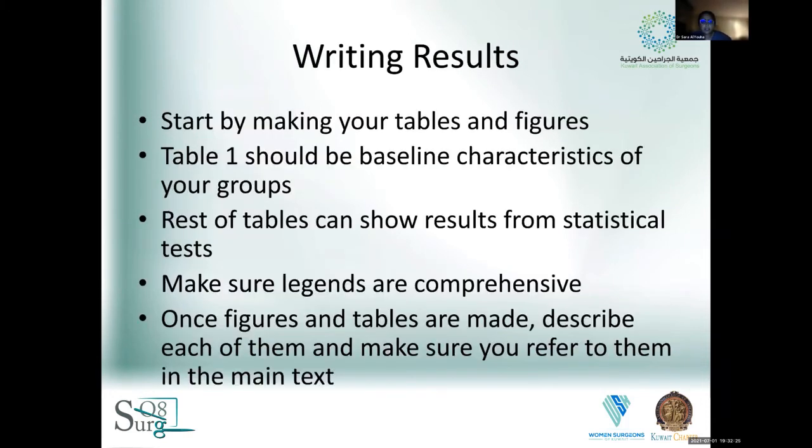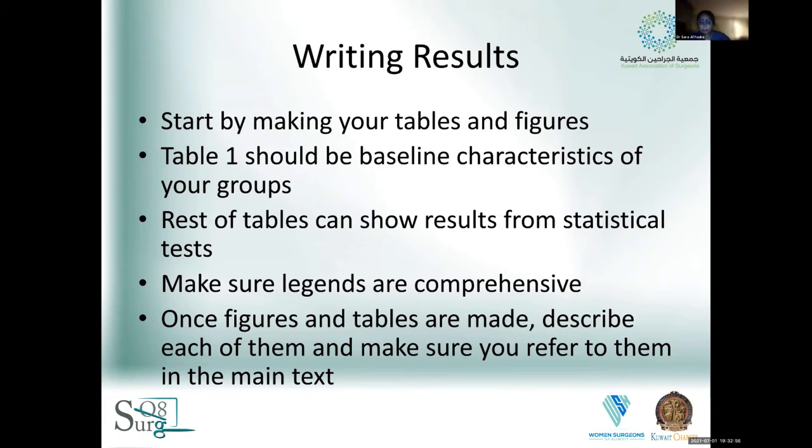So writing the results, I would say if you're going to start making results, you should start with your tables and figures, which you should have already planned before starting your research paper, okay? As a general rule of thumb, table 1 is your baseline characteristics. So you're defining your group. This is where you would say what percentage of people were male, female, what their ages were, what comorbidities they had. And then the rest of the tables will show your statistical tests.